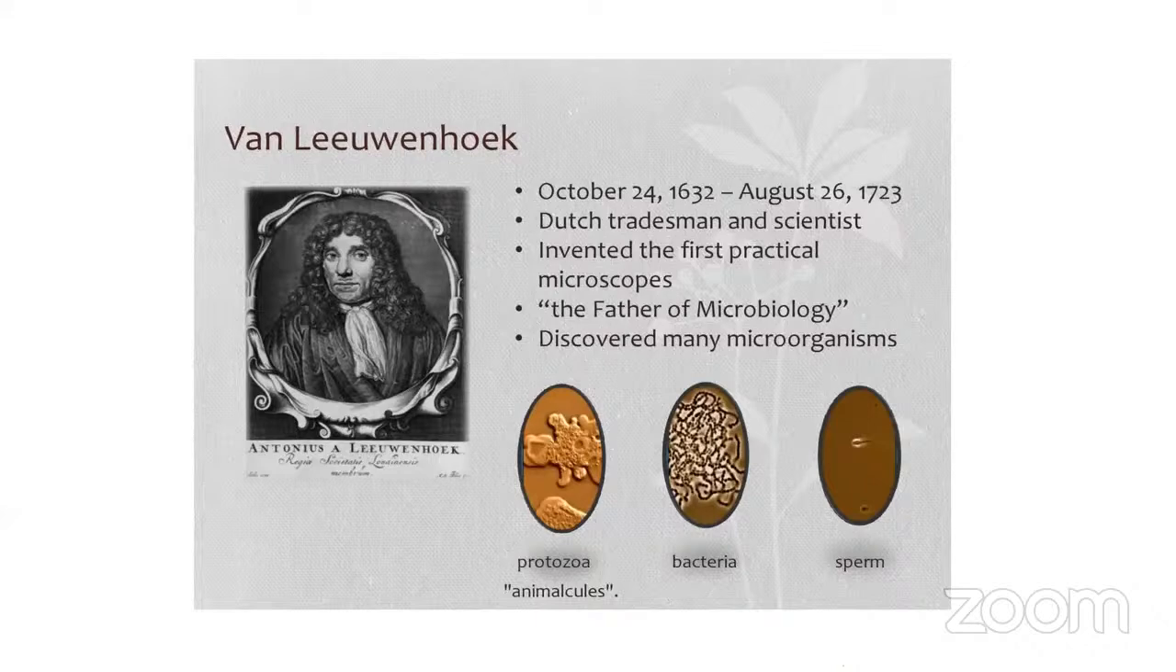The earliest microbiologist that seems to be known is this man, Van Leeuwenhoek, who was considered the father of the microscope. He came up with the first microscope, with which he discovered a lot of the microorganisms, including protozoa, bacteria, and sperm, and he called these animalcules. This was the earliest microbiologist.